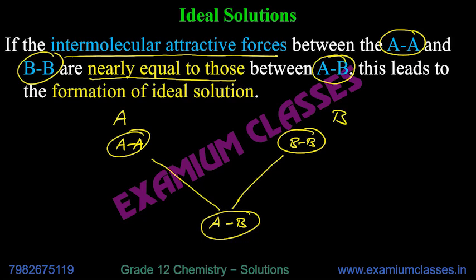That's why there will be no heat released and no heat absorbed, because the bond enthalpy, the force of attraction, is not changing. So it leads to formation of an ideal solution. The conditions for ideal solution formation: delta H of mixing is 0, delta V of mixing is 0, and the force of attraction between AA, BB, and AB molecules is nearly the same.